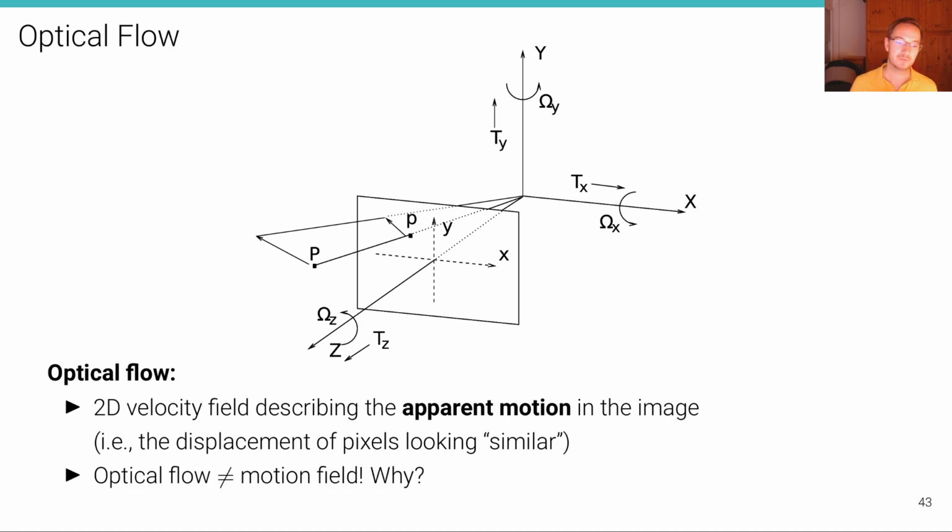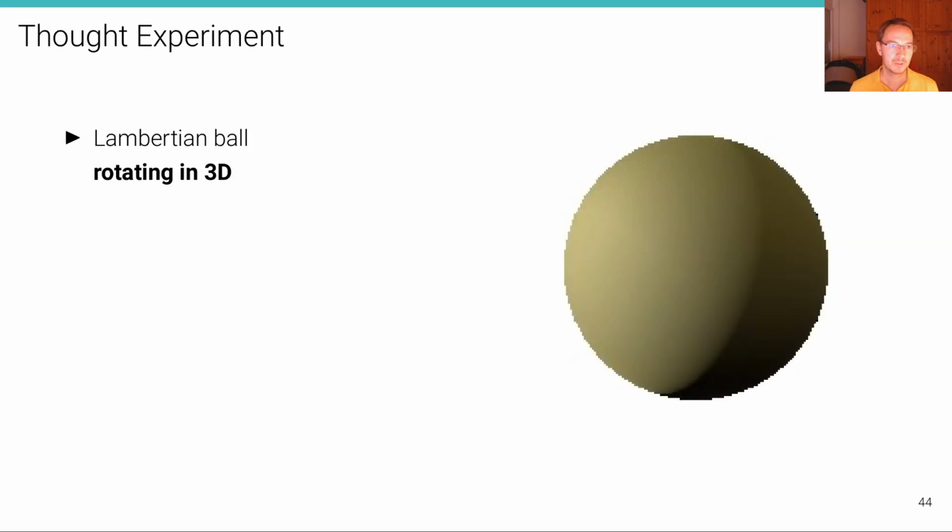However, the optical flow and the motion field are not necessarily the same. Why is that? Can you think of situations where they are not the same? Let's do a little thought experiment to better understand this. Let's consider a Lambertian ball rotating in 3D around its up axis, the one that I highlight here with my mouse.